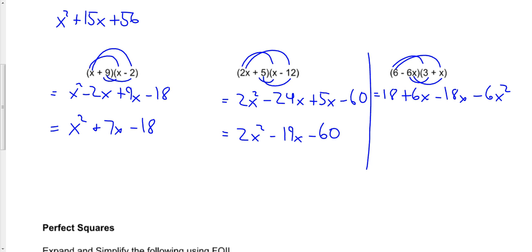Okay, so again, I have to collect my like terms, so I end up with 18 minus 12x minus 6x squared. Okay.